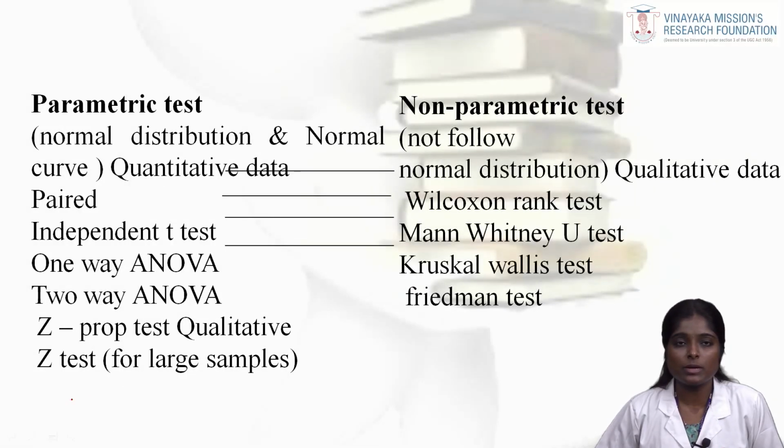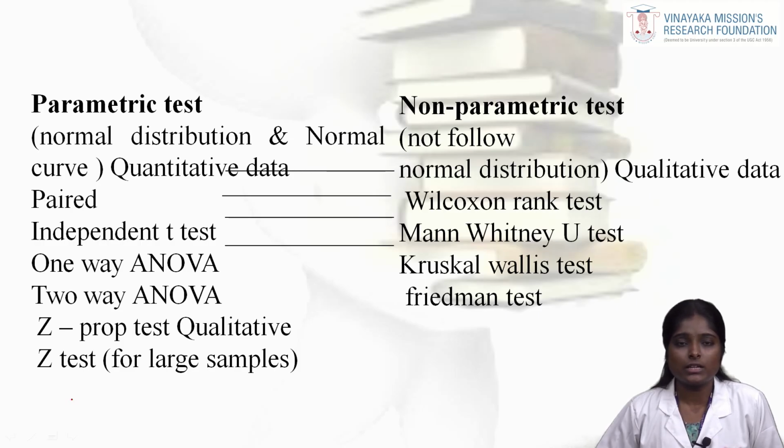First, parametric and non-parametric tests, which means when we have data, we have to find out whether the data is normally distributed or not. As we have seen in the Gaussian curve or normal curve, first we have to plot the data in that graph and find if it is normal or non-normal. When the data is normal, we go for a parametric test. When the data is non-normal, we go for a non-parametric test.